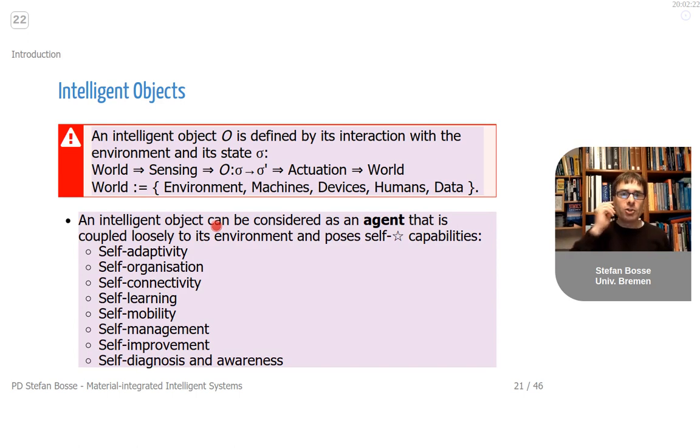So, an intelligent object can be considered as an agent that is coupled loosely to its environment and possesses self-star capabilities. That means self-adaptivity, self-organization, self-connectivity, self-learning, self-mobility, self-management, self-improvement, self-diagnosis, and awareness. And all these features can be features of agents or multi-agent systems.